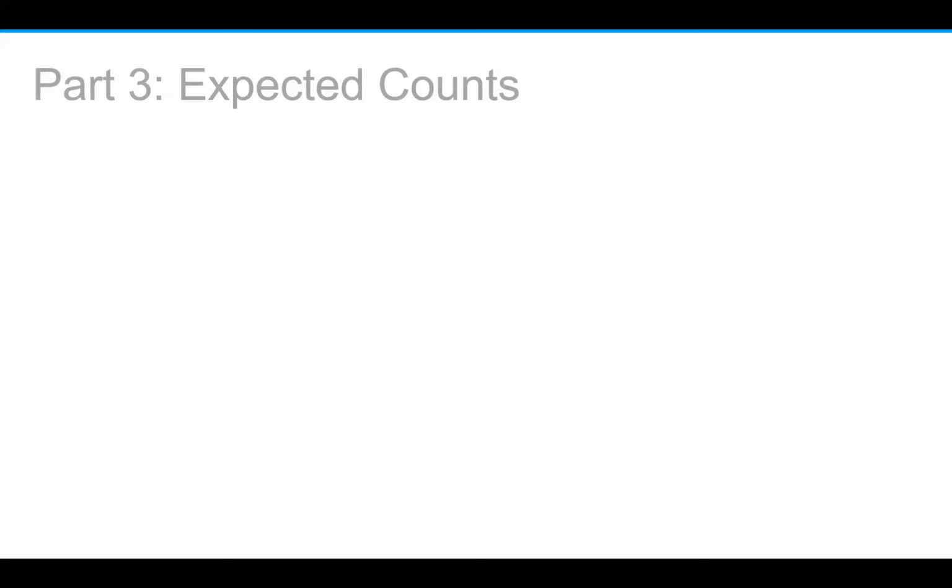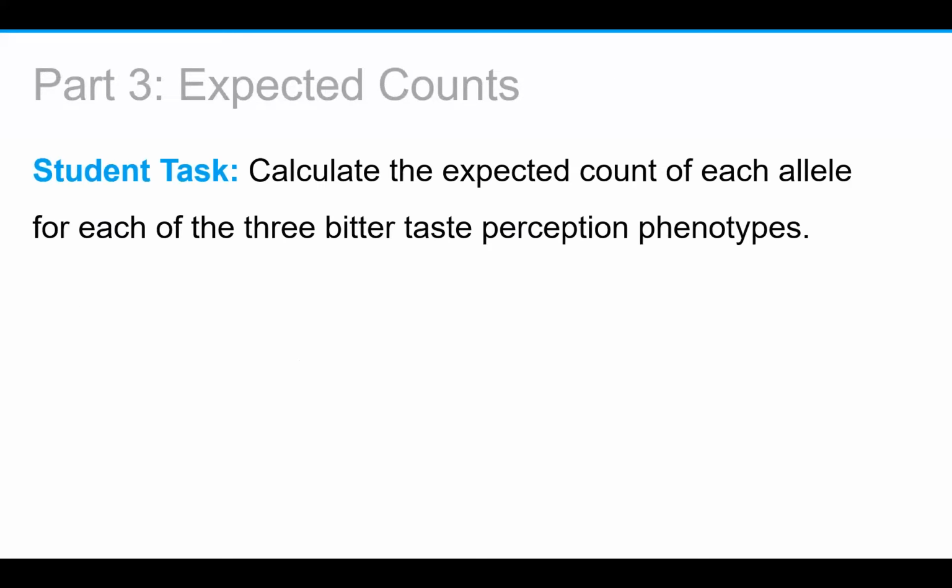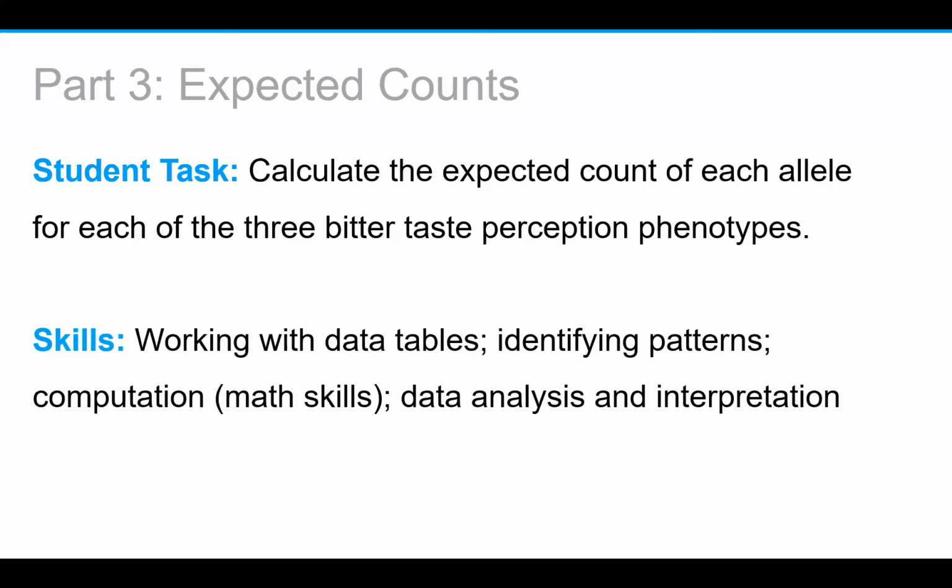So the primary student task in part 3 of the activity is to calculate the expected count of each allele for each phenotype. The purpose behind this step is twofold. First, the expected counts are necessary for chi-square analysis. And second, these calculations provide additional practice of data analysis and computation using a different equation and calculation type than allele frequency. Some skills that students will be building in this part include working with data tables, identifying patterns in data, performing computations, and also the start of some interpretation of their results.